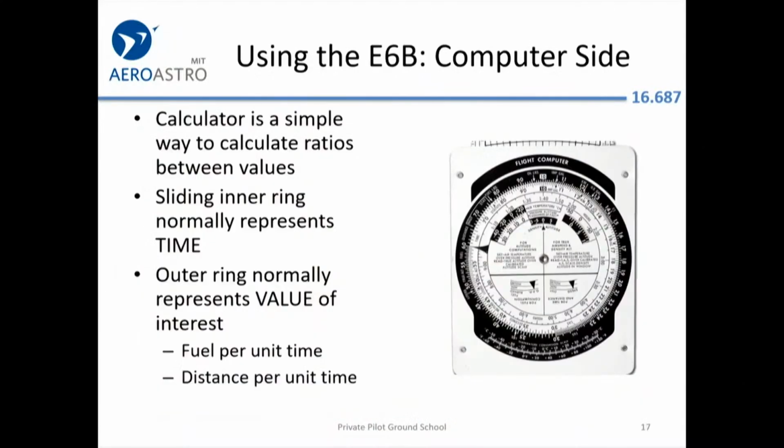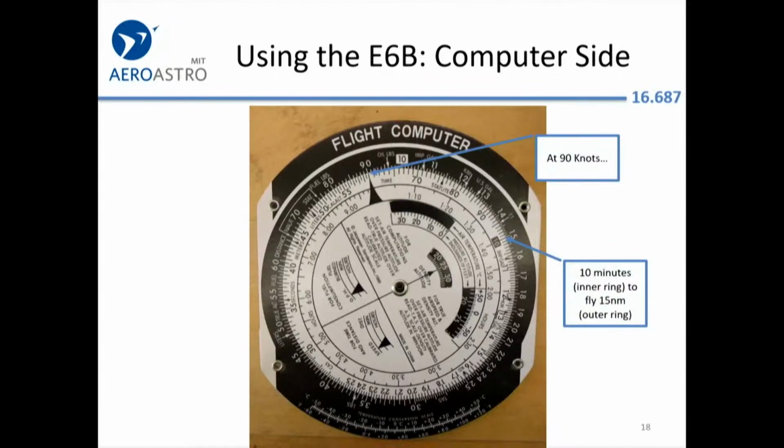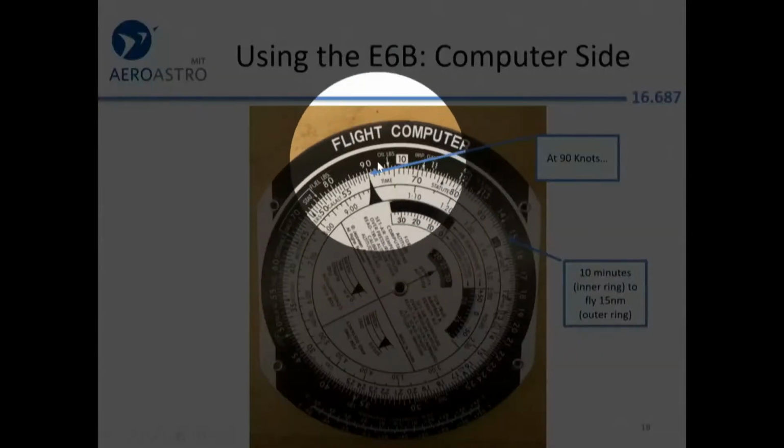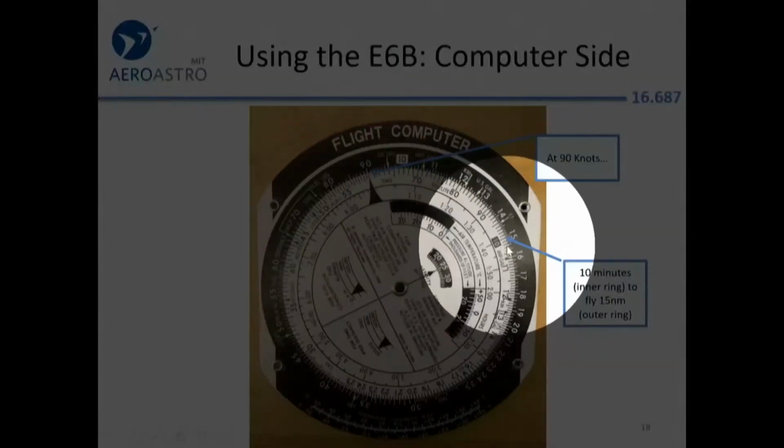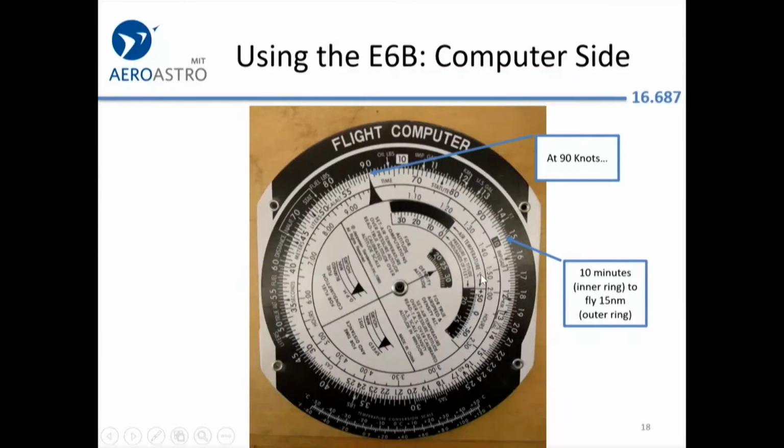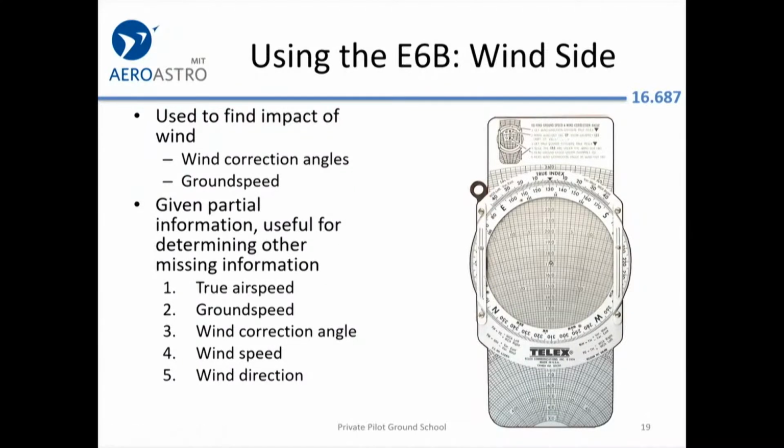There are paper E6Bs and metal ones. So this is a picture of a paper one. Again, you can kind of see that you can just set up, for example, that we're going to go 90 knots, and then that's here. If we go 90 knots, then it will take us 10 minutes to go 15 miles. Not very exciting. The wind side is more interesting.